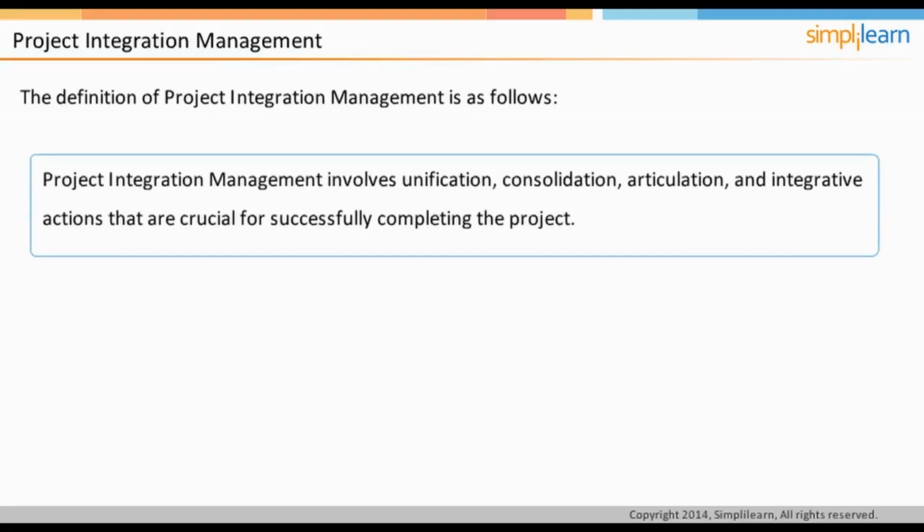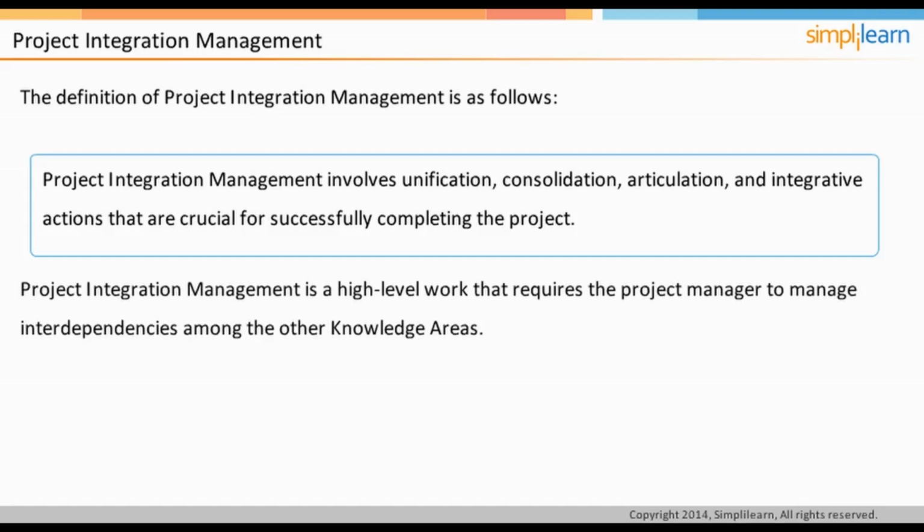Project integration management involves unification, consolidation, articulation, and integrative actions that are crucial for successfully completing the project. The project integration management is high-level work that project manager does, and it involves managing interdependencies among the other knowledge areas. The other 9 knowledge areas involve detailed work in a specific direction. For example, project cost management deals only with how to manage cost in a project.